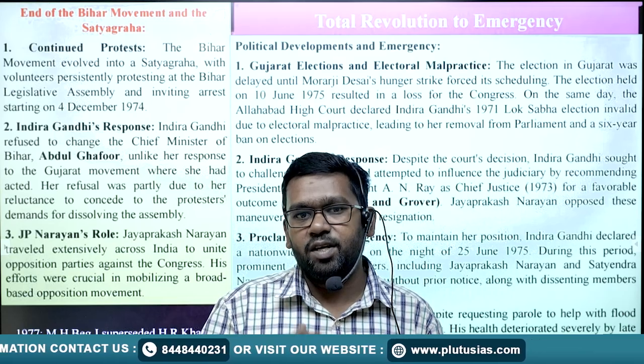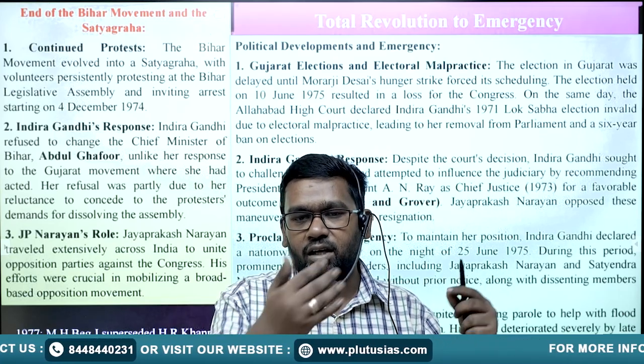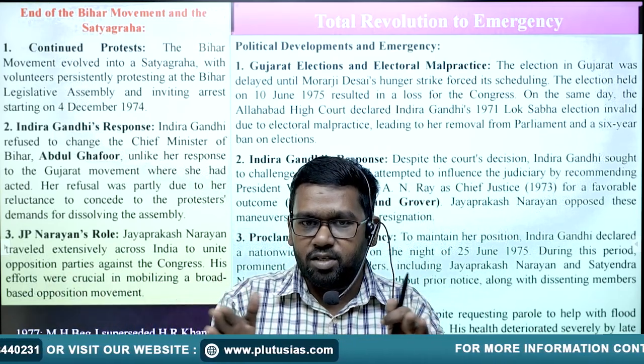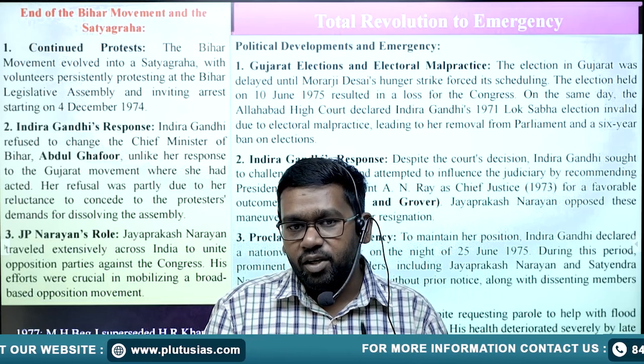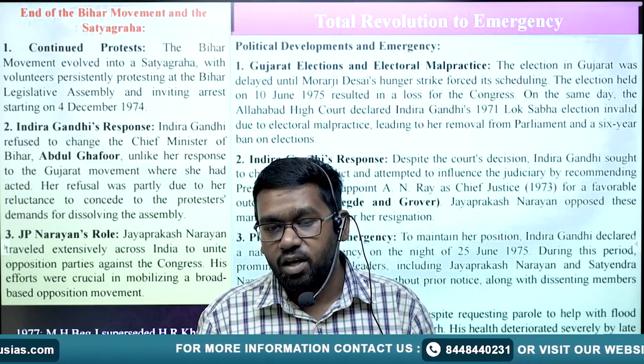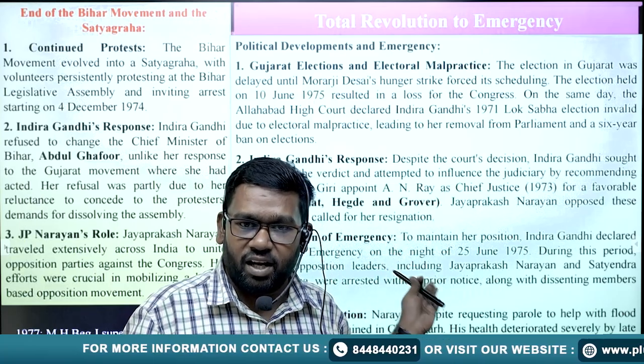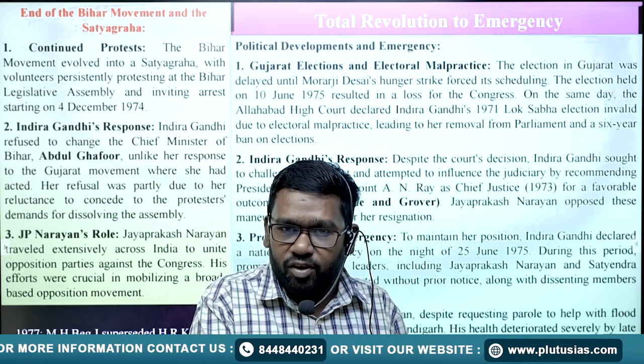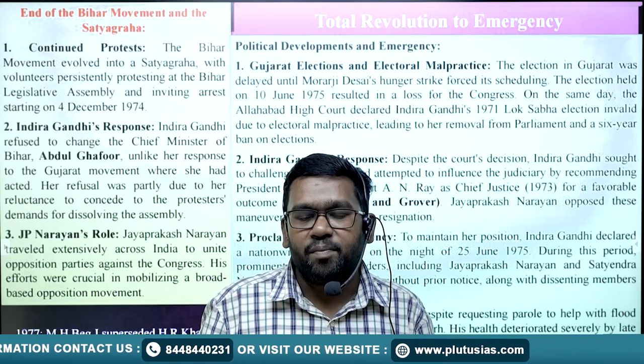She knew that if JP will be able to come to Delhi and other opposition parties, so many leaders would be coming to Delhi. She knew that she would be overthrown from power. She can be killed also, as recently happened in Bangladesh, right? That Sheikh Hasina had to flee. In that time, what was happening?